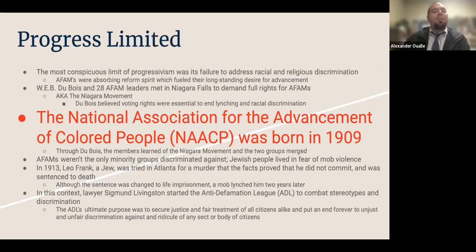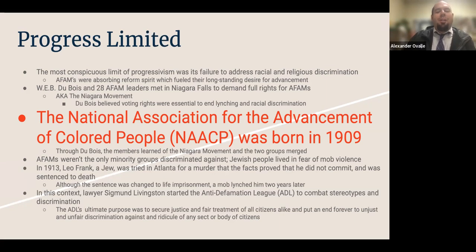Progress was limited, however. The most conspicuous limit of progressivism was its failure to address racial and religious discrimination. African Americans were absorbing the reform spirit, which fueled their longstanding desire for advancement. W.E.B. Du Bois and 28 other African Americans met in Niagara Falls to demand full rights for African Americans, called the Niagara Movement. Du Bois believed that voting rights were essential to end lynching and racial discrimination. Thus, the National Association for the Advancement of Colored People, NAACP, was born in 1909. Through Du Bois, members learned of the Niagara Movement and the two groups merged.